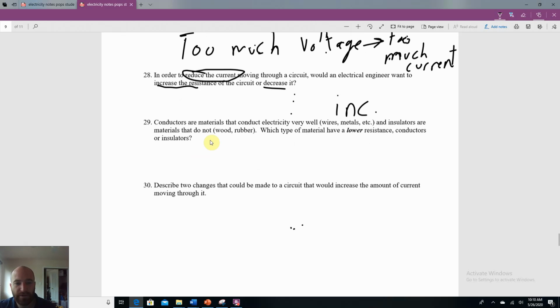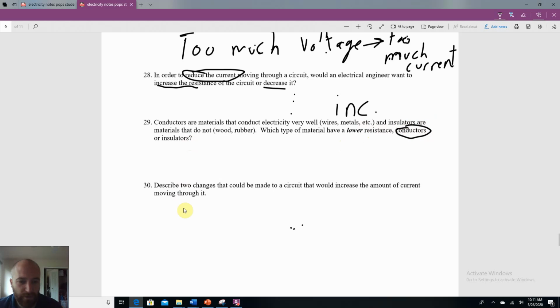29. Conductors are materials that conduct electricity very well, like wires, metals, that type of thing. And insulators are materials that do not, like wood or rubber. Which type has a lower resistance, conductors or insulators? Well, if they don't resist, that means that the electricity could move through them, because it's not encountering resistance. And so the lower resistance would be conductors. Insulators have a very high resistance, so high that electricity really doesn't move through them at all.